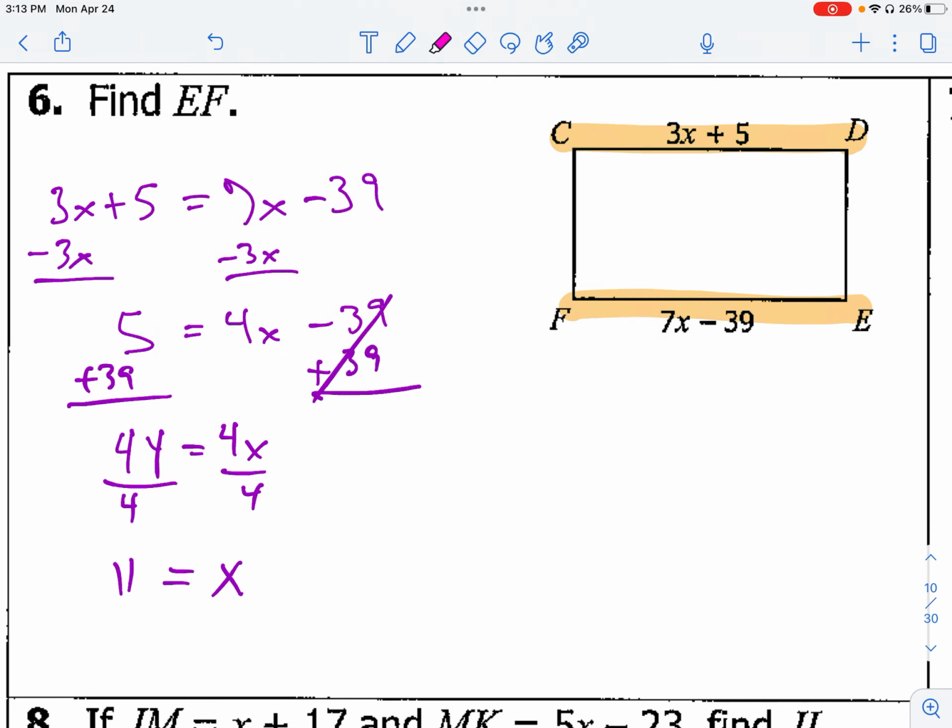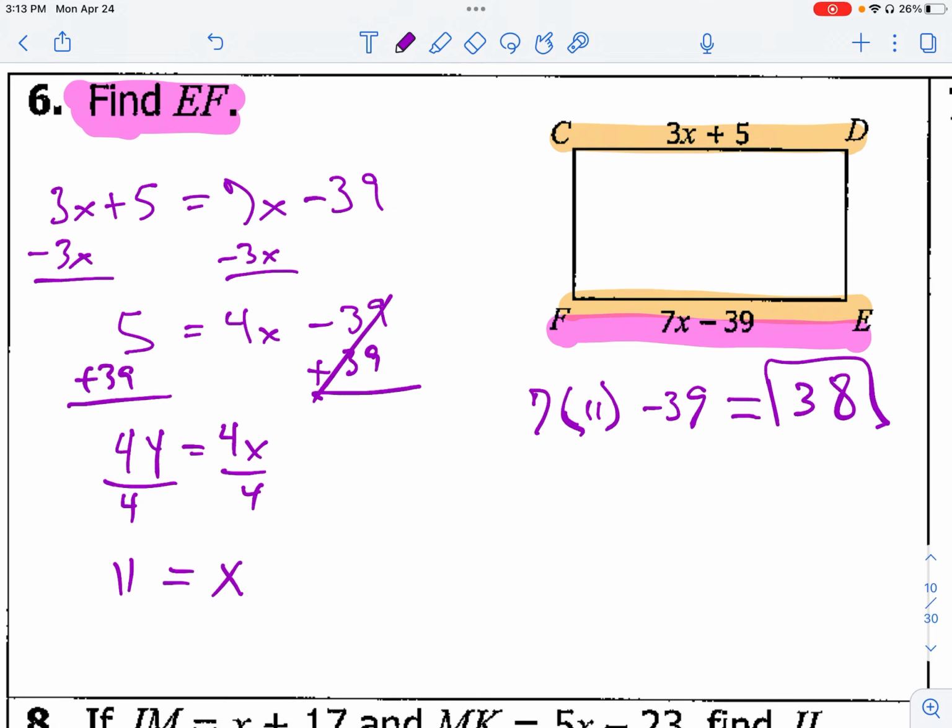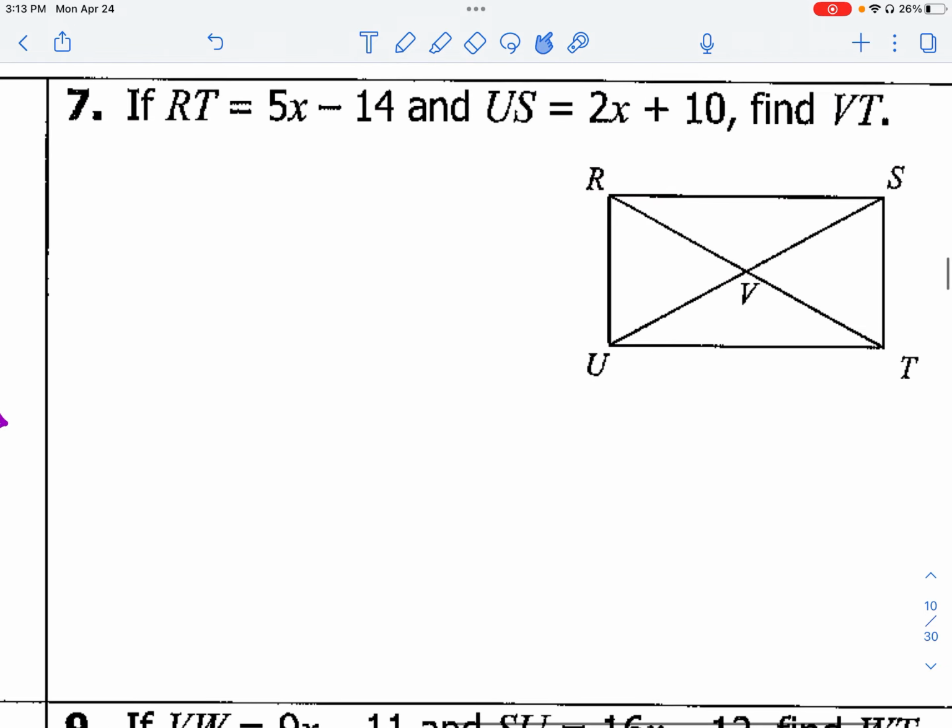However, we want to find EF, which is this guy right here. So we got to go ahead and plug it in. So 7 times 11 minus 39 is going to equal 77 minus 39, or 38. And that one is done.